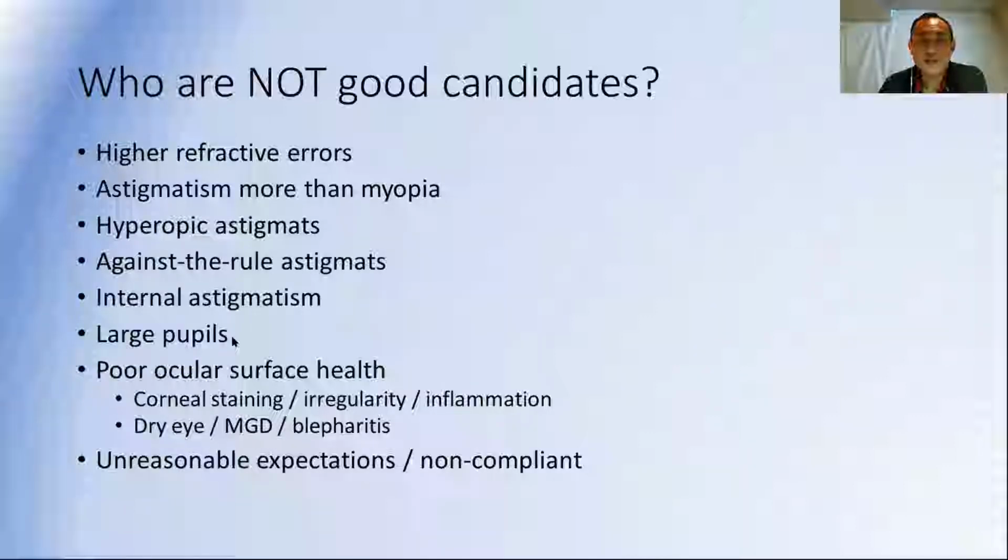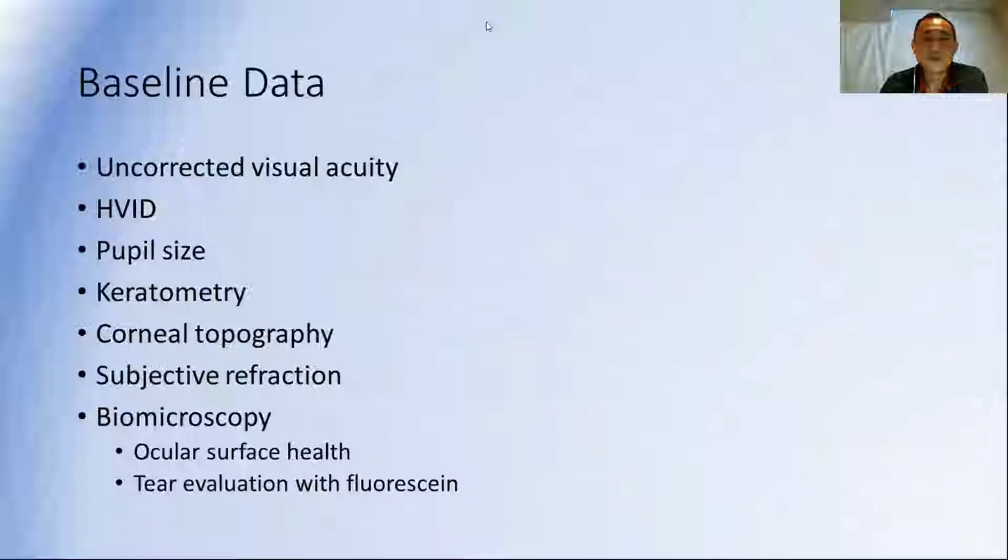Patients, especially adults with large pupils, will complain a lot about nighttime glare, so that can be an issue. And again, poor ocular surface health or unreasonable expectations.